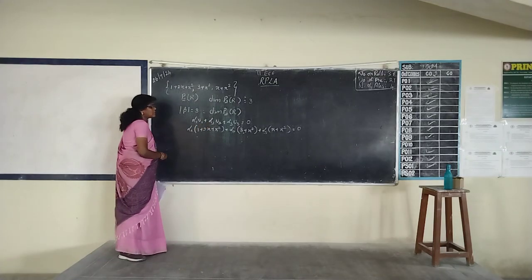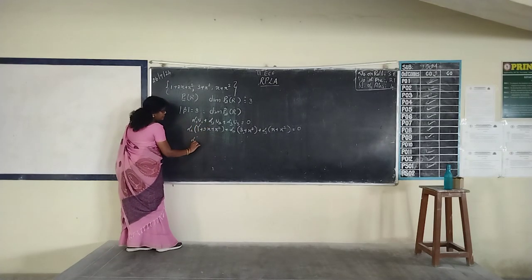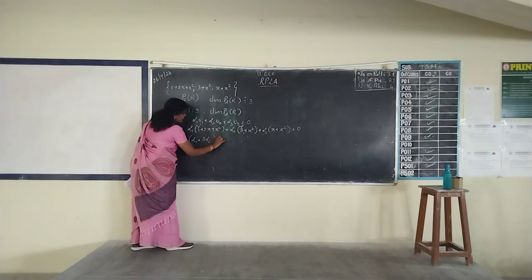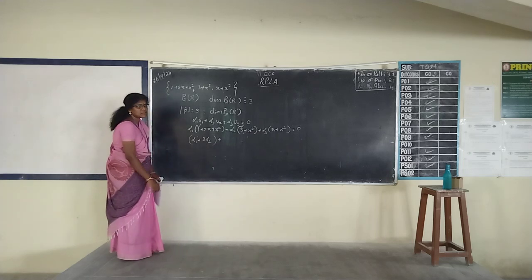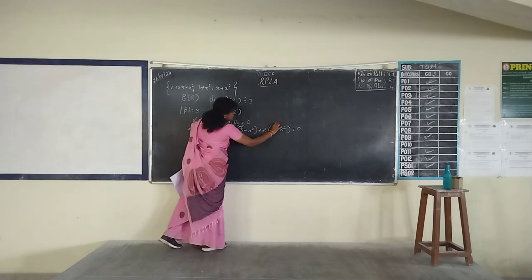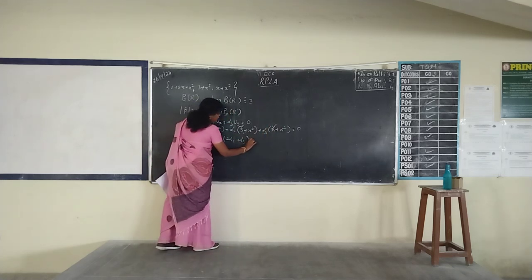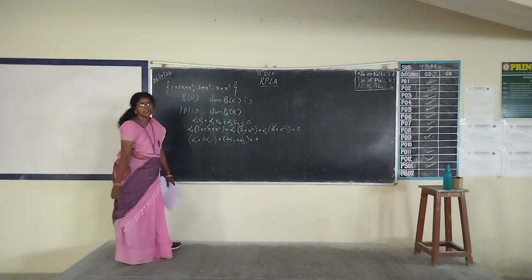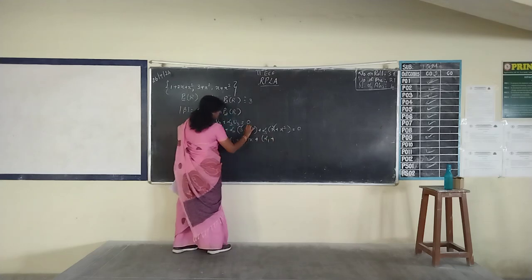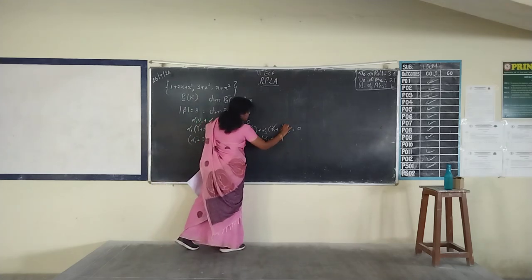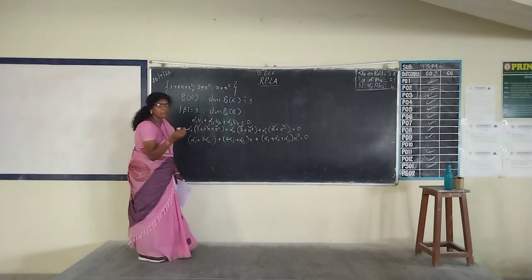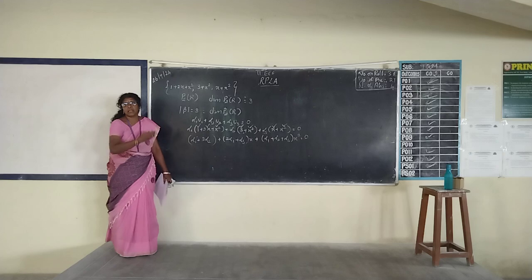What are the constants here? Alpha 1 plus 3 alpha 2. This is the constant. Plus, what are the coefficients of x? 2 alpha 1 plus alpha 2 into x. Then the coefficients of x squared: alpha 1 plus alpha 2 plus alpha 3 into x squared equal to 0. Only if you make it as the corresponding coefficients, you can compare it to the right hand side.